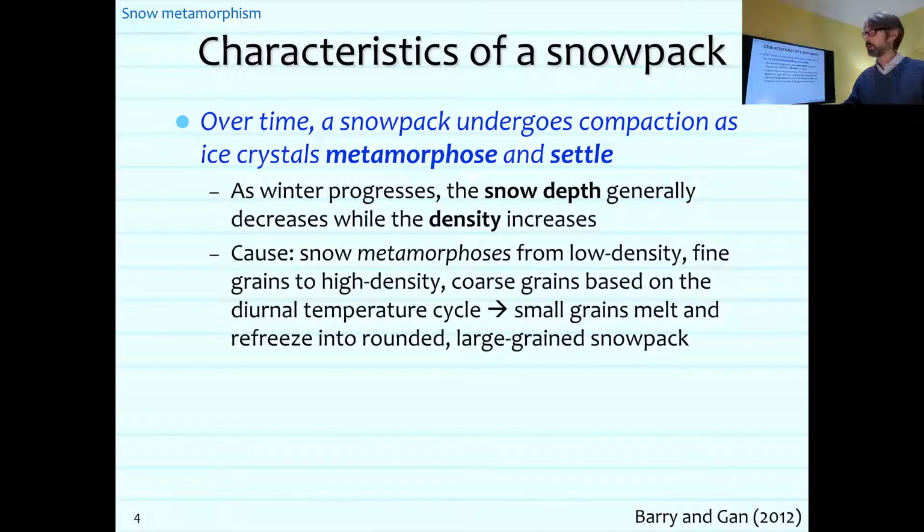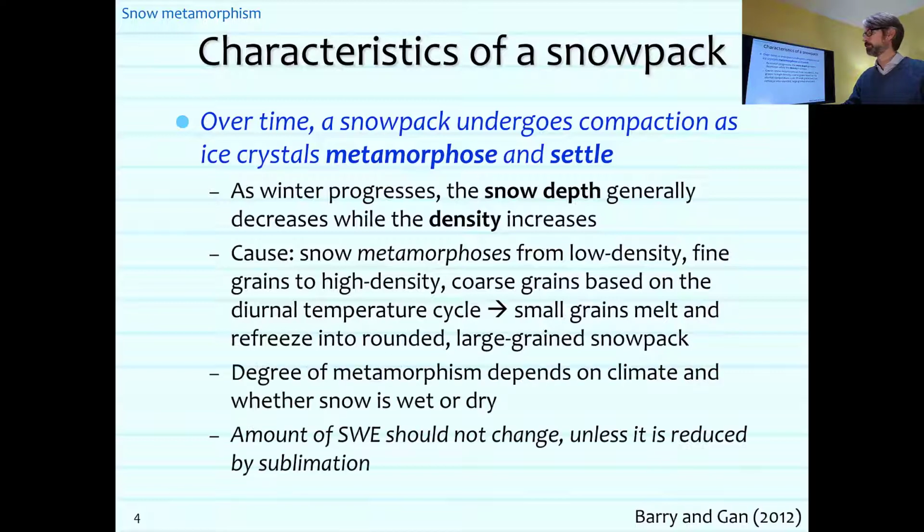The cause is that snow metamorphoses from low density, fine grains to high density, coarse grains based on the diurnal or daily temperature cycle. Small grains begin to melt and then they refreeze into rounded, large-grained snowpacks. The degree of metamorphism depends on the climate and whether the snow is wet or dry. And finally, the amount of snow water equivalent shouldn't actually change as this occurs unless it's reduced by sublimation.